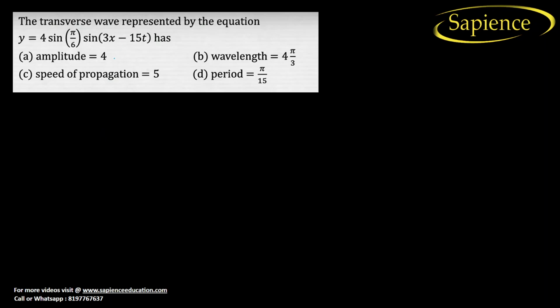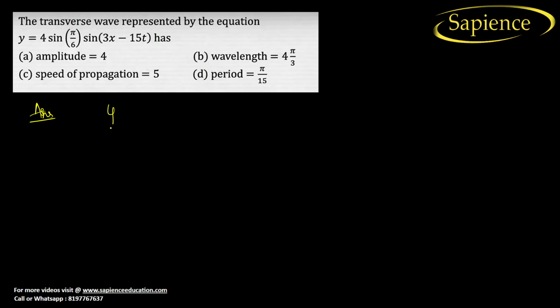Now, one more thing we need to understand. What is the equation for the wave? Here, a transverse wave is represented by the equation y = 4 sin(π/6) sin(3x − 15t). We need to find the amplitude, speed of propagation, or wavelength.